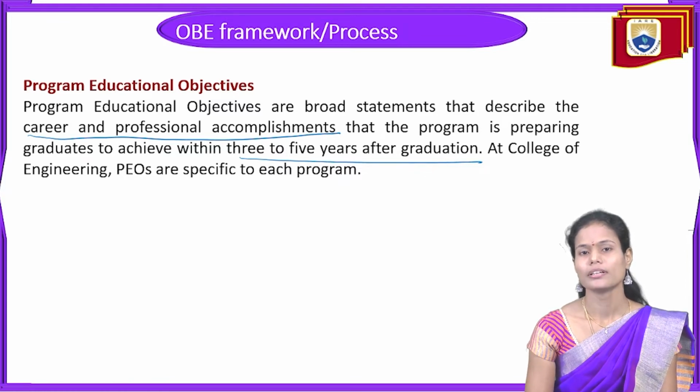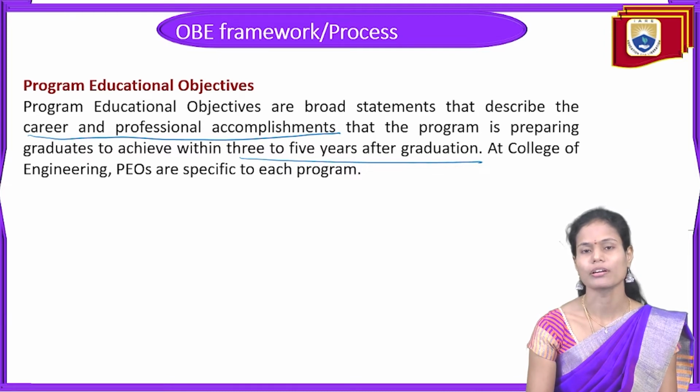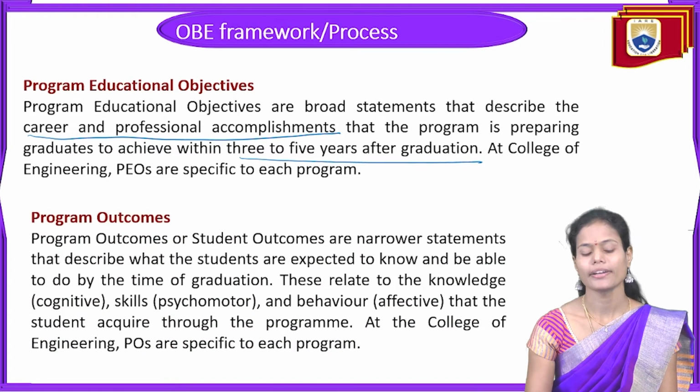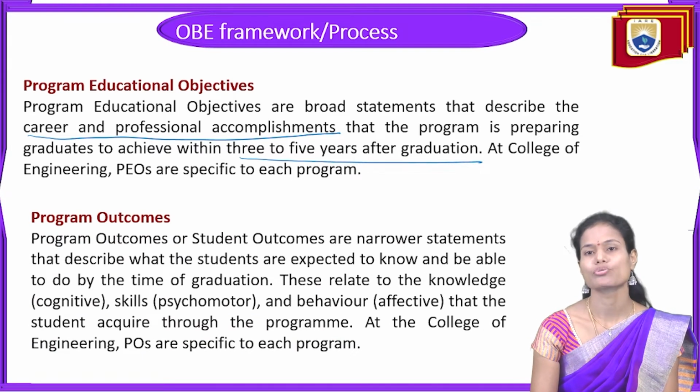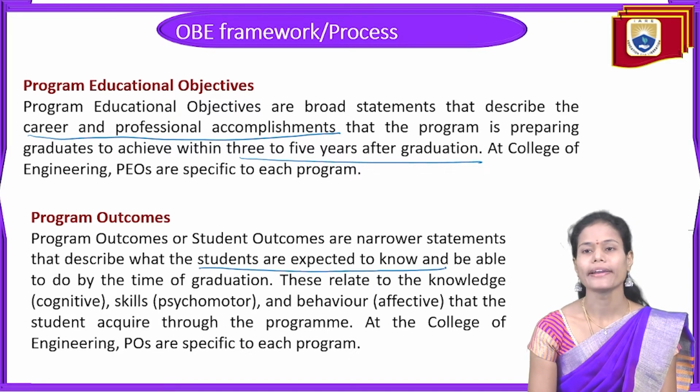Whether a graduate, 3 to 5 years after completion of graduation, has achieved his outcomes or not is decided by the program educational objectives. And next one is program outcomes. The program outcomes, or student outcomes, are narrow statements that describe what students are expected to know and be able to do by the time of graduation.